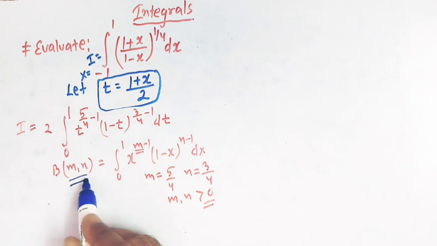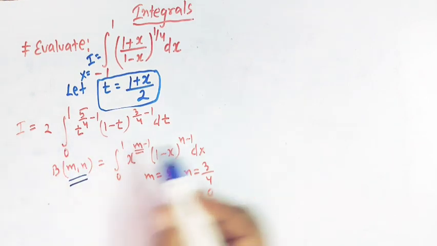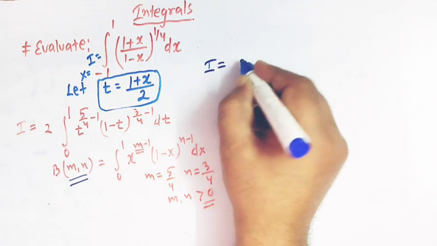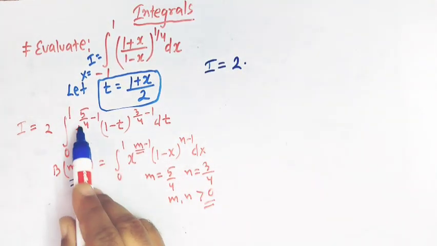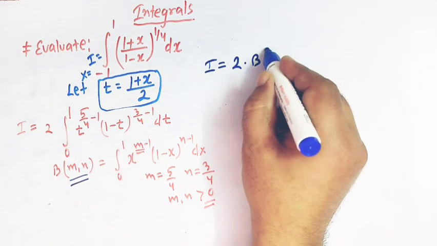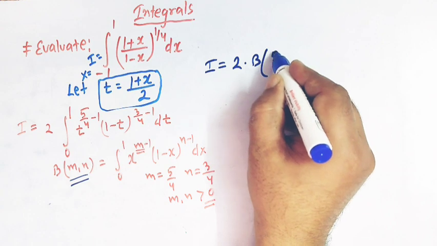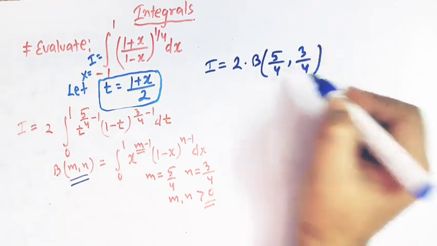So using this in this integral I, we have I is equal to 2 times beta of m, n. Here m is 5 by 4, n is 3 by 4, right? So we have beta of 5 by 4, 3 by 4, right?